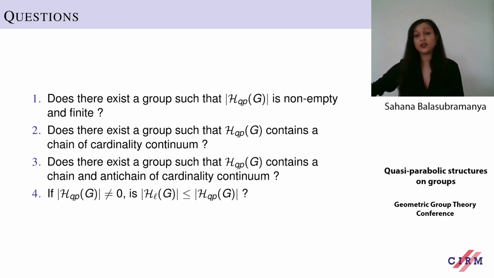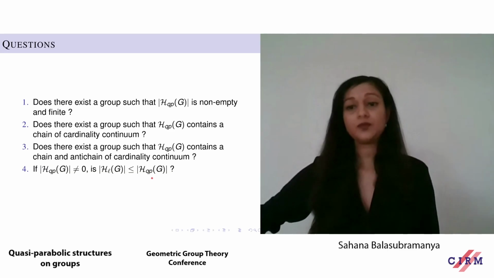And because we know that there is some relationship between lineal and quasi-parabolic actions, it's natural to ask that if our group does have quasi-parabolic actions, then is the number of lineal structures always less than or equal to the number of quasi-parabolic structures? In other words, is it always true that the lineal action on such a group has to come from applying the Busemann pseudocharacter to some quasi-parabolic structure?